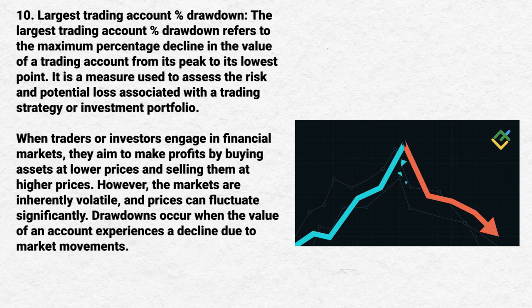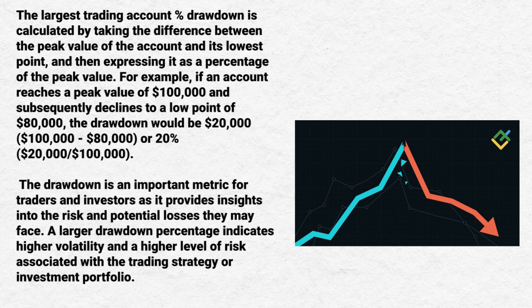However, the markets are inherently volatile and prices can fluctuate significantly. Drawdowns occur when the value of an account experiences a decline due to market movement. The largest trading account percent drawdown is calculated by taking the difference between the peak value of the account and its lowest point, and then expressing it as a percentage of the peak value. For example, if an account reaches a peak value of $100,000 and subsequently declines to a low point of $80,000, the drawdown will be $20,000, which is $100,000 minus $80,000, or 20%.